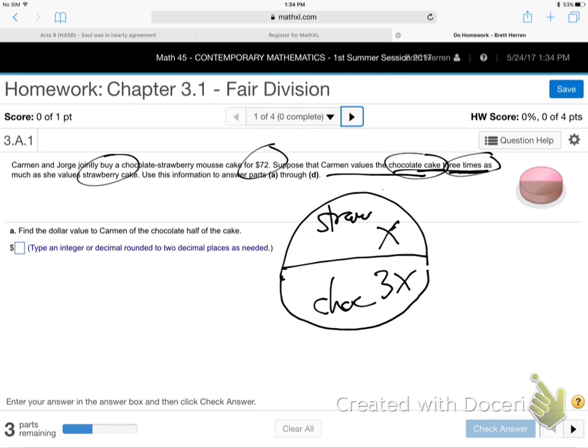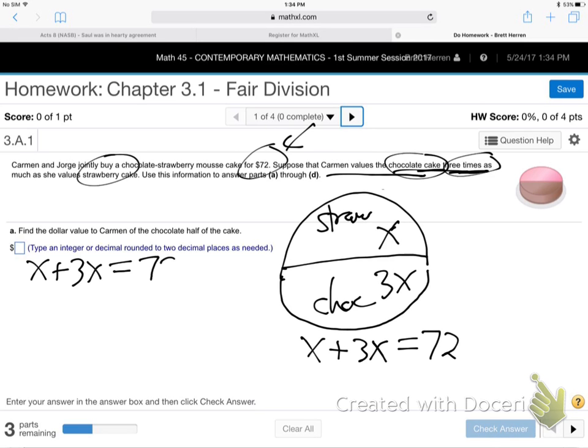And what's the cake worth altogether? What's the total? 72. So x plus 3x must make 72. In fact, let me bring it over here, there's a little more room. x plus 3x is 72. Tracking with me? See what I'm doing? I'm just putting down their value system. I'm just doing Carmen right now. I don't even know how Jorge feels, but I know about Carmen. She values chocolate 3 times as much as strawberry, 3x and x, and they add up to 72 because that's what the cakes were.